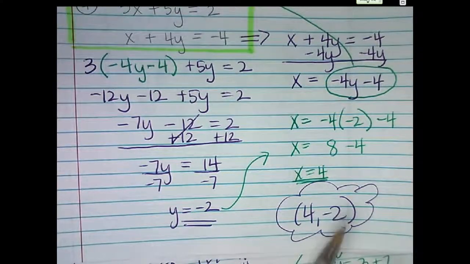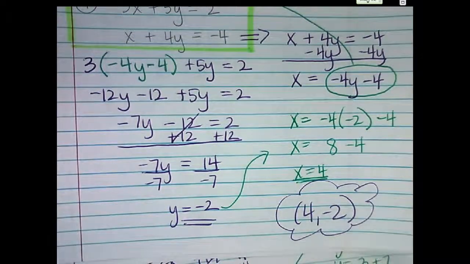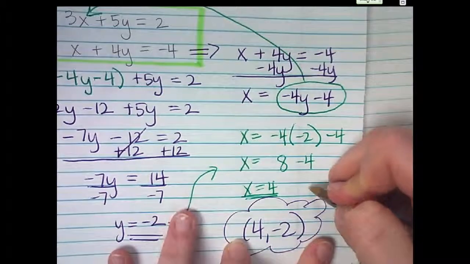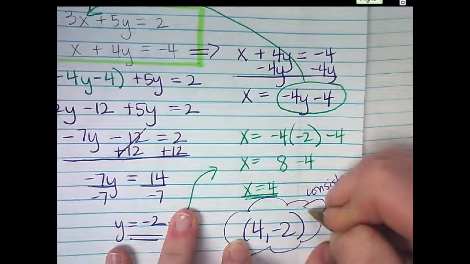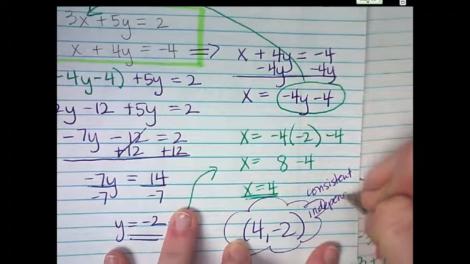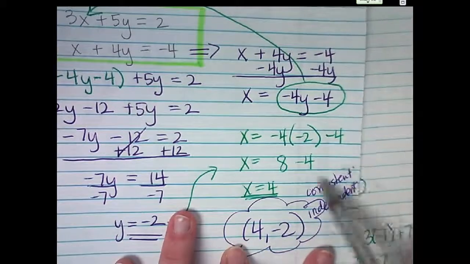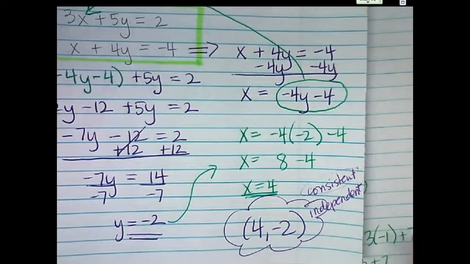When you get one solution like this, what kind of lines do you have? Yeah, where they just touch one time. Do you remember what that's called? One solution is consistent. Oh, there we go. Independent. Independent and consistent. Remember, consistent just means yes, there's a solution, whether it's one or infinite, it's consistent.